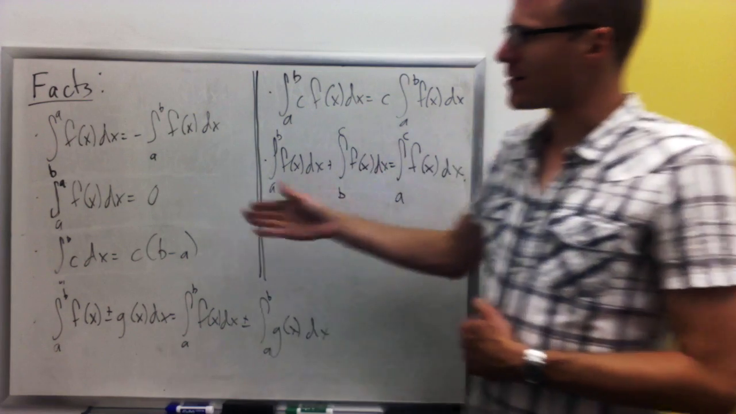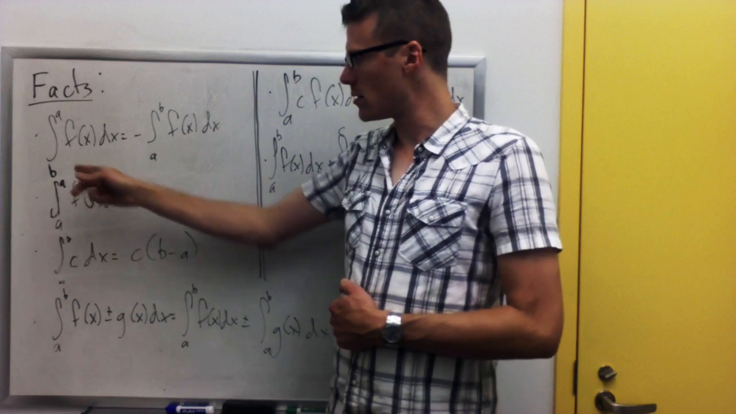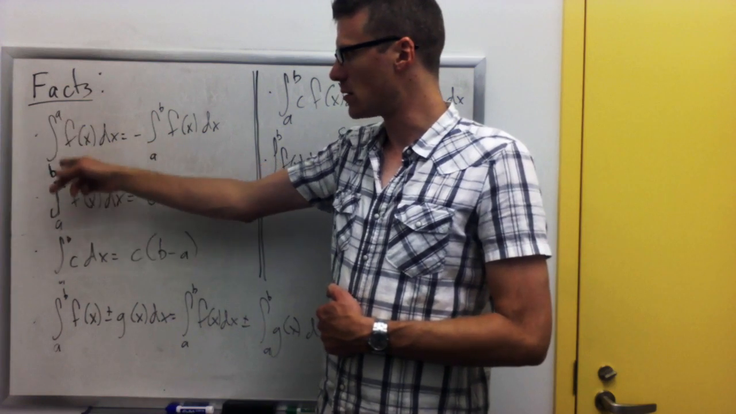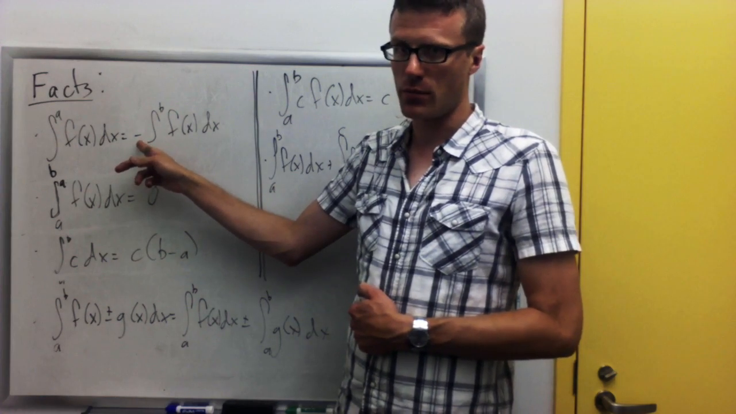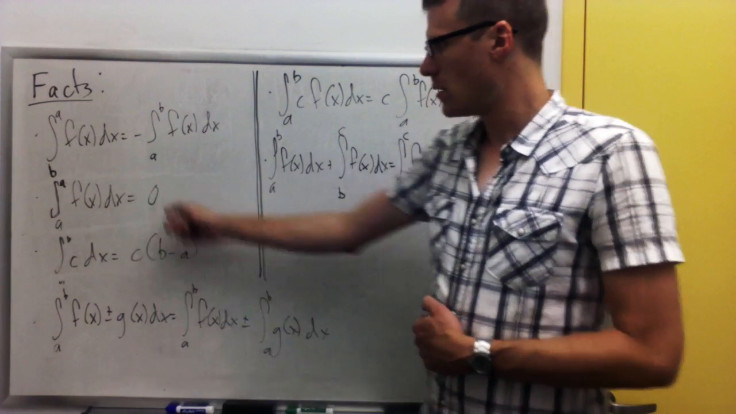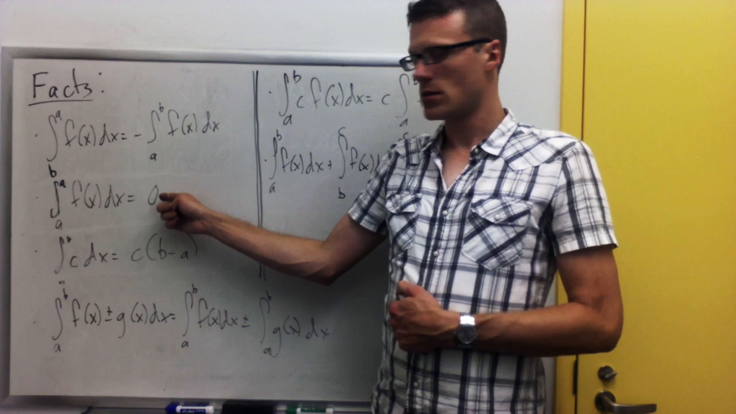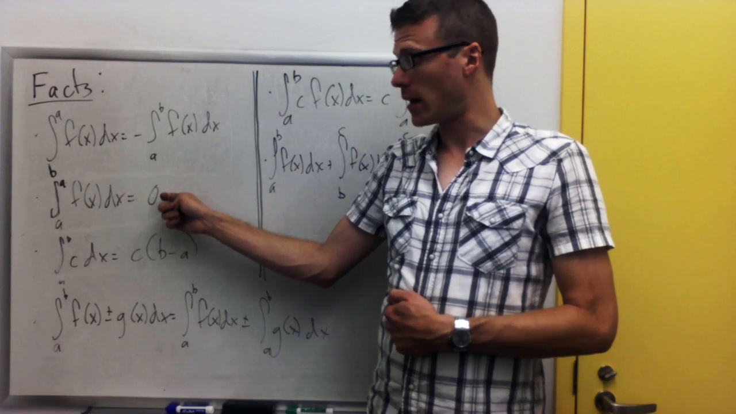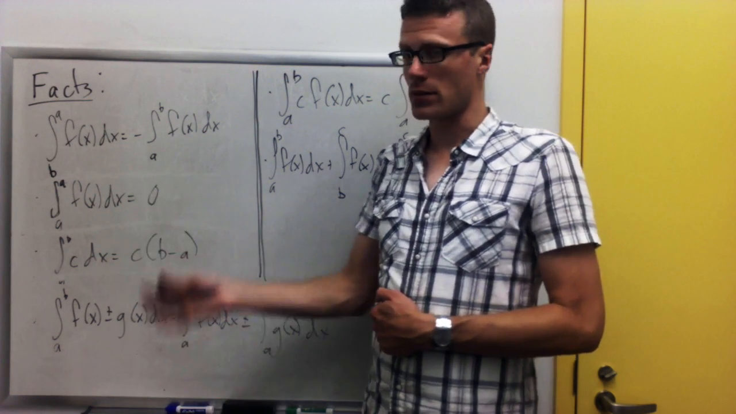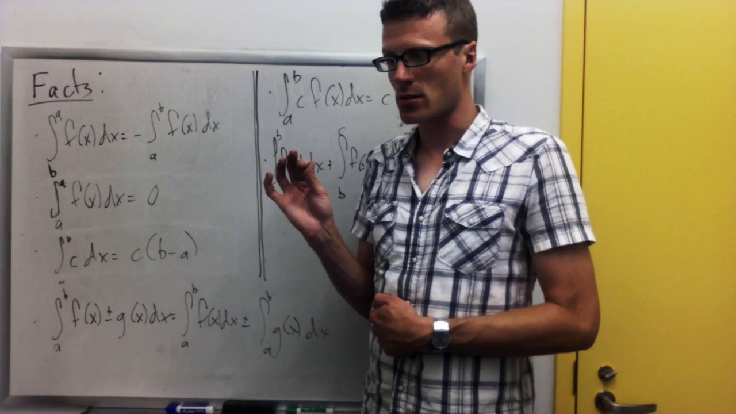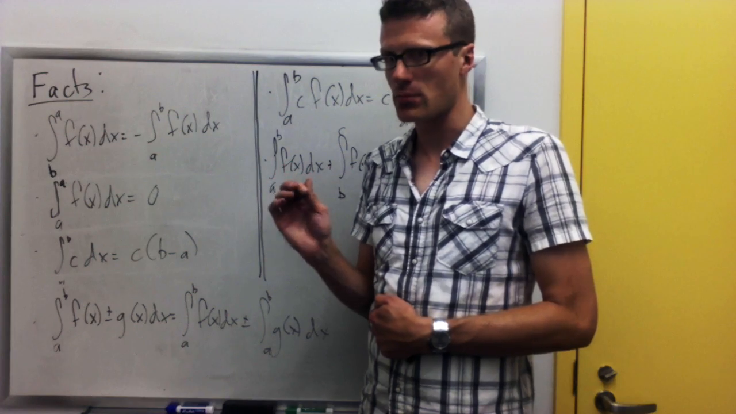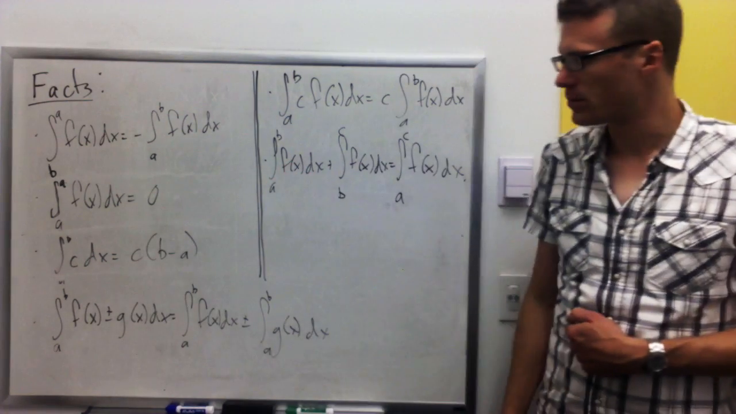So in any case, if it makes you feel better, you can always swap the limits of integration. But if you do so, you pay a small price: you have to put a minus in front of the integral. If you integrate from a to a, you're integrating over an interval of length 0. The area under a curve over an interval of length 0 is 0.